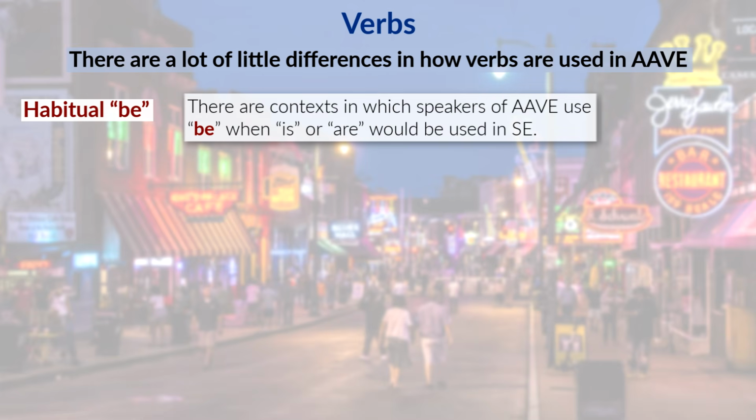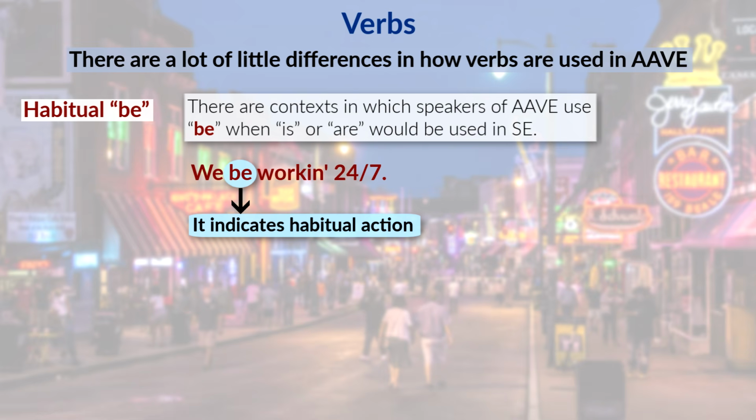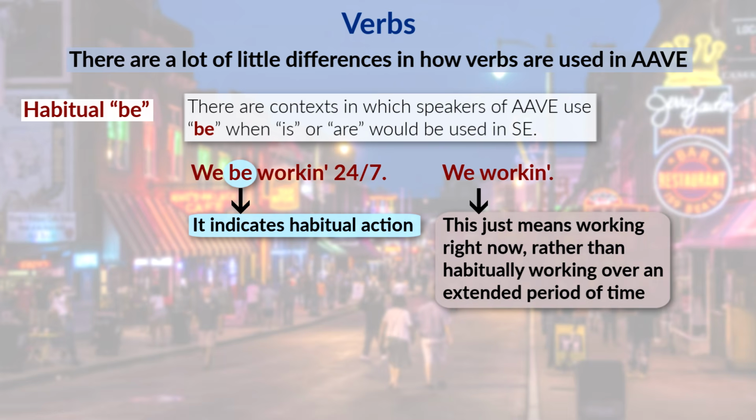Habitual be. There are contexts in which speakers of AAVE use be when is or are would be used in Standard English. For example, "We be working 24/7." Be has a special purpose when used like this. It indicates habitual action. This sentence is also possible: "We working." But that just means working right now, rather than habitually working over an extended period of time.